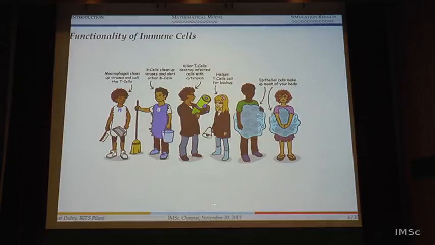From this cartoon we can see the functionality of immune cells. Macrophages clean up viruses and call the T cells, and B cells clean up viruses and alert other B cells, and killer T cells destroy infected cells with cytotoxin. Helper T cells call for backup, and epithelial cells make up most of our body.